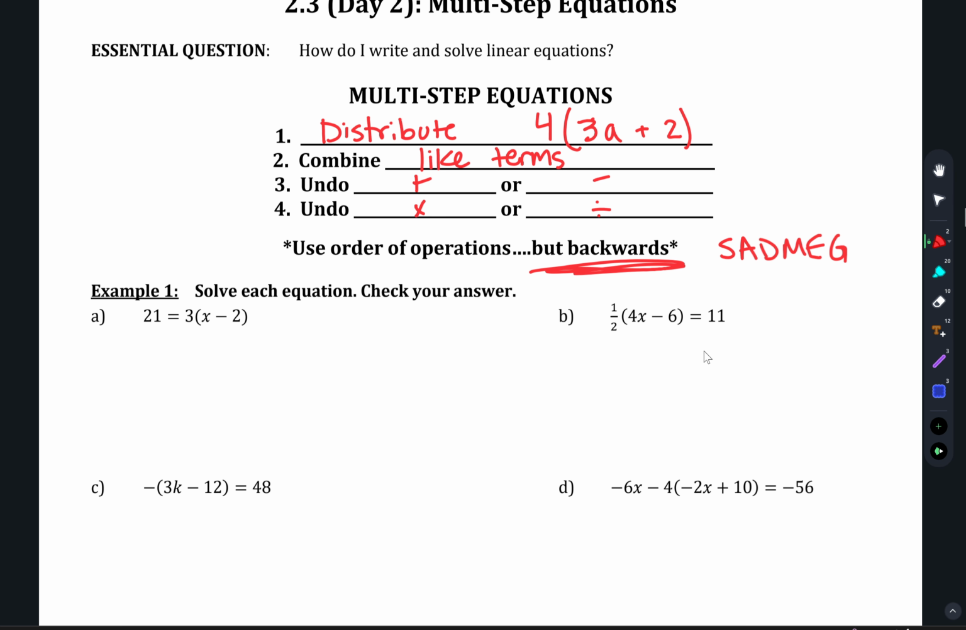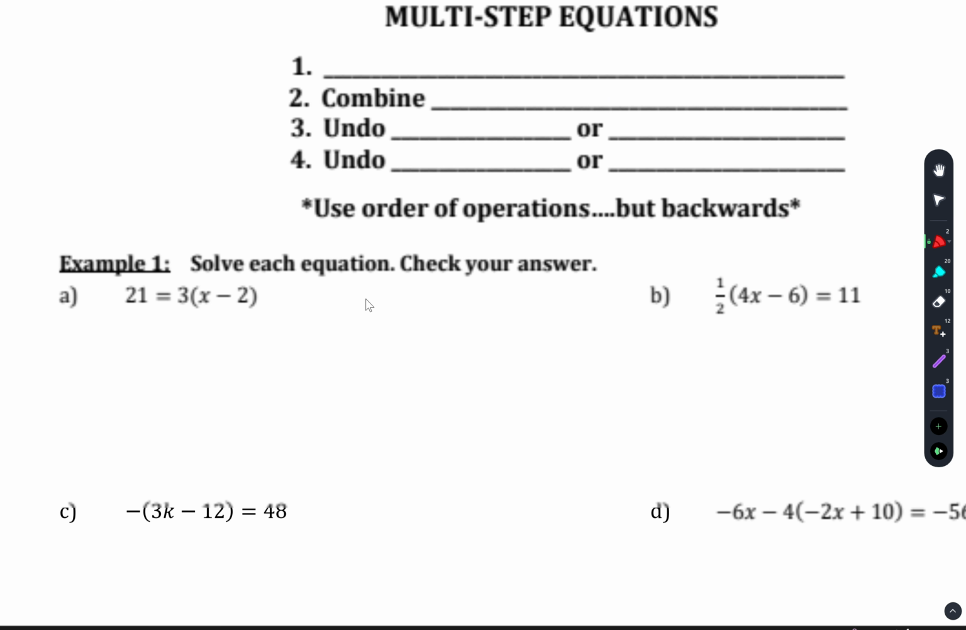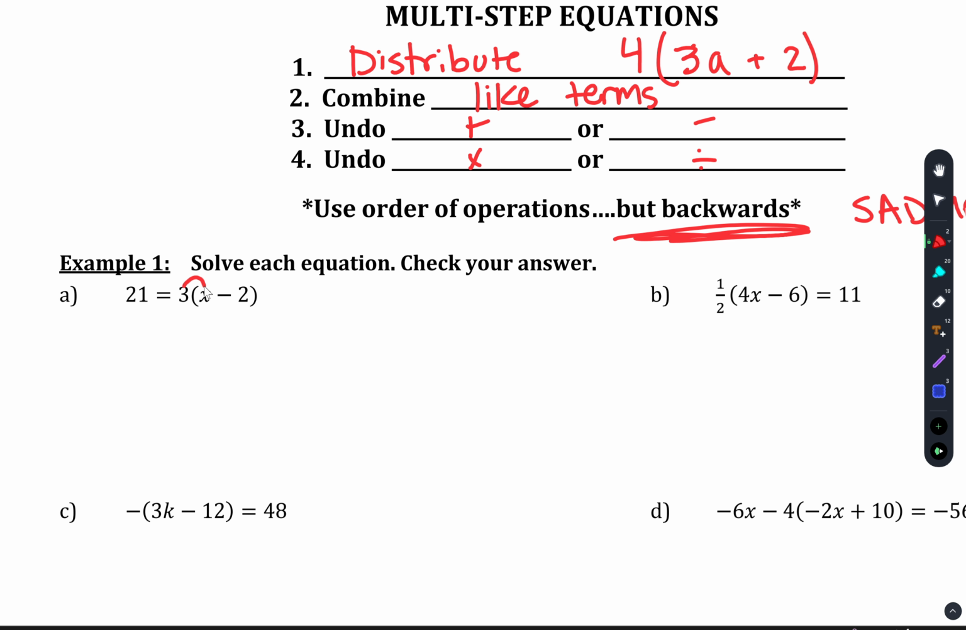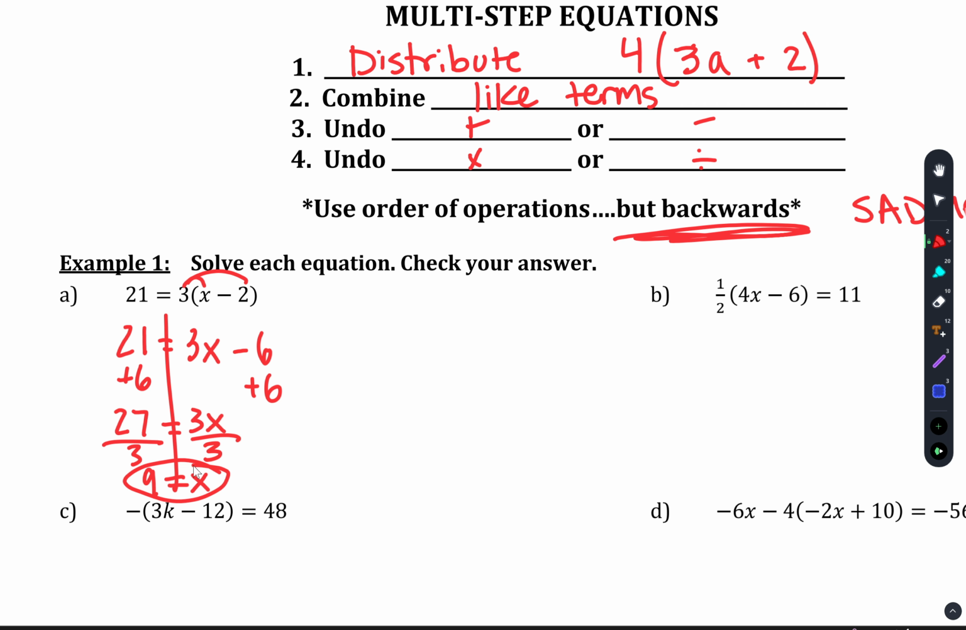So if I look at example 1, letter A, the first step that I have to take care of is to distribute that 3. 3 times x gives me 3x. 3 times negative 2 gives me negative 6. And everything else drops down. That's the only difference today. From here, I can just solve this like any other two-step equation. Plus 6 on both sides. Divide by 3 on both sides to get 9 equals x. Not rocket science. We're okay with that.